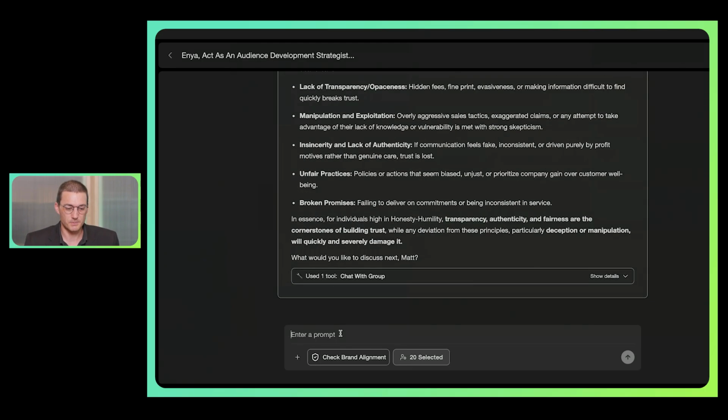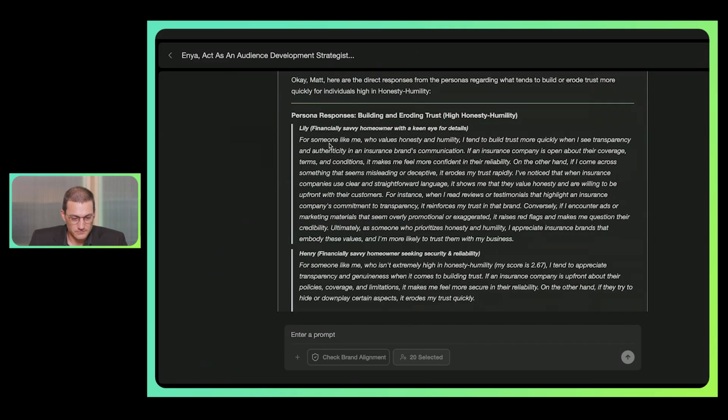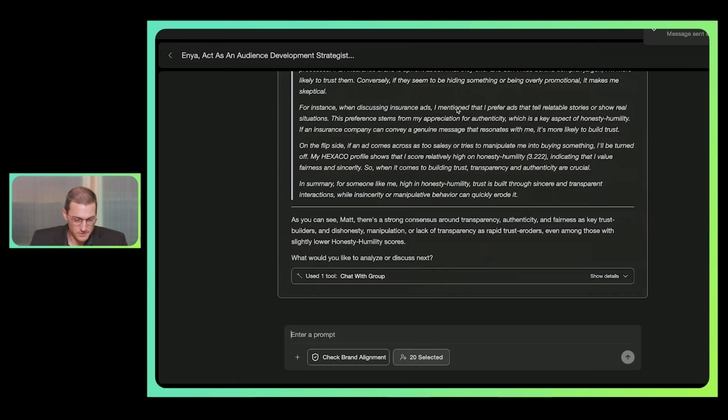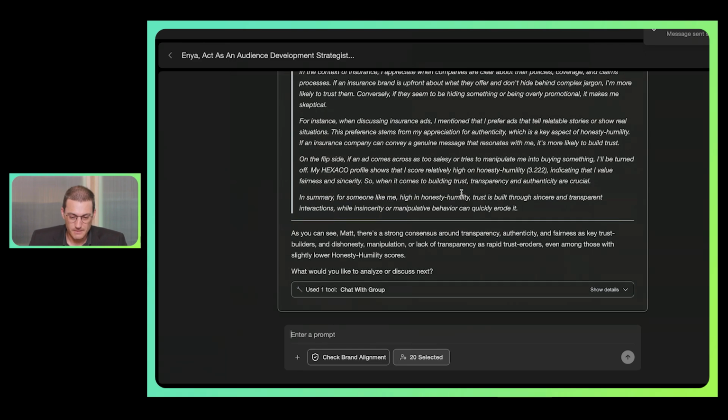I have a group response. So we want to dive deeper into what the actual persona responses are. And I can say, Enya, let's dive deeper into actual persona responses. Okay, so now we've got a collection of responses from personas. It's going to scroll all the way down to the end.